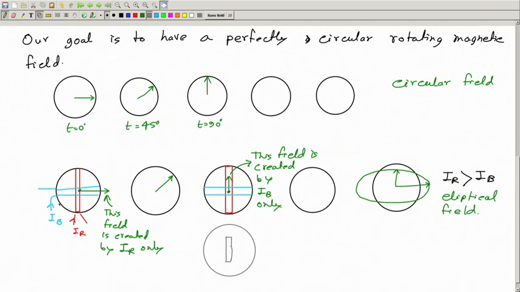Then the induced EMF will be smaller, induced voltage will be less, so lesser induced voltage. Okay, why? Because, sorry, this will be more.